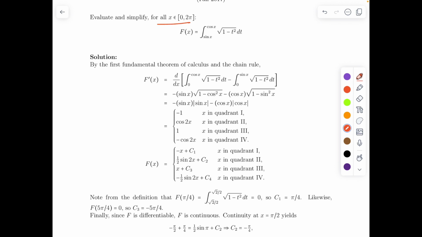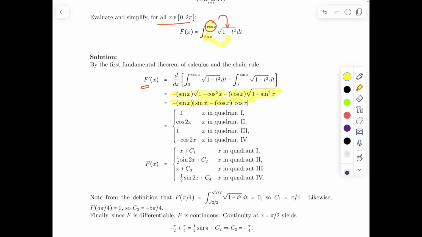But probably the better way will be to use the fundamental theorem of calculus, which is Leibniz rule, as you will often know. So we'll find f dash x. We'll put cos x in this function, so 1 minus cos square x, and then we'll differentiate cos x, which is minus sin x. Similarly, we'll put sin x in this function, root over 1 minus sin square x, and we'll differentiate sin x.